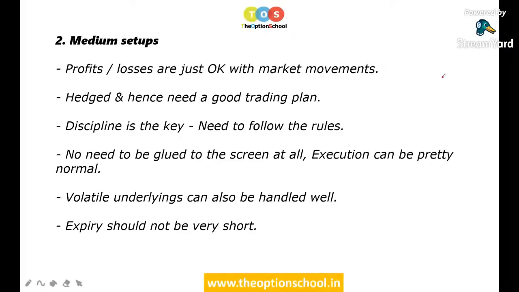So expiry should not be very short. It should not be played for weekly expiries. We need to give maybe 30 days, sometimes more than 30 days for these kind of setups. And what are the strategies that work for these kind of setups? Like our passive income strategy, which is combo 2, that works fantastically well in these kind of setups. Iron condors or condors work really well in these kind of setups.